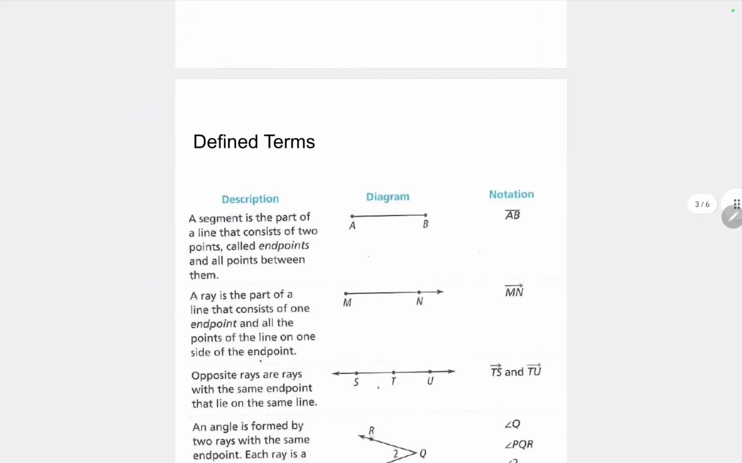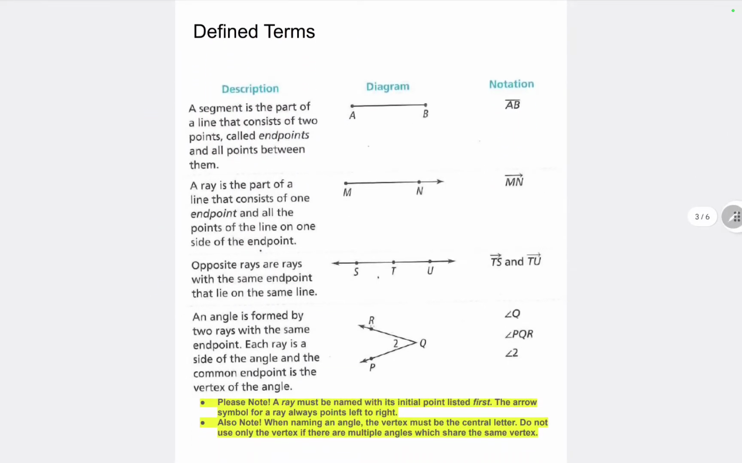Moving on, we have our defined terms. Segment. A line segment is a part of a line that consists of 2 points called endpoints and all the points that are between them. It's notated like this, A, B. Those are both of the endpoints. We could also call this B, A.